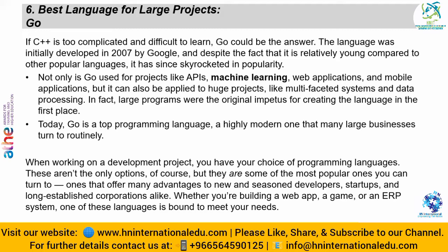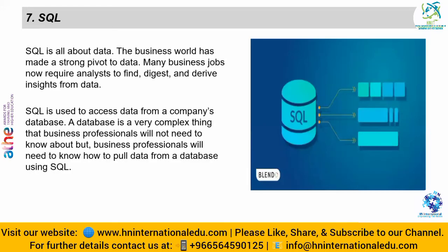And what is an API? Go is not only used for projects like APIs. API is basically the application programming interface. Interface is really important because it is the connection between two things. What are those two things? The graphics and the coding. If there is no interface that can connect them, then it will be difficult for any programming language or any software to run.